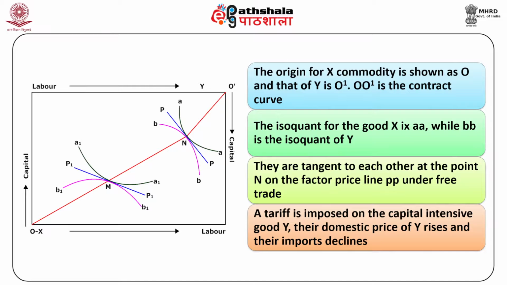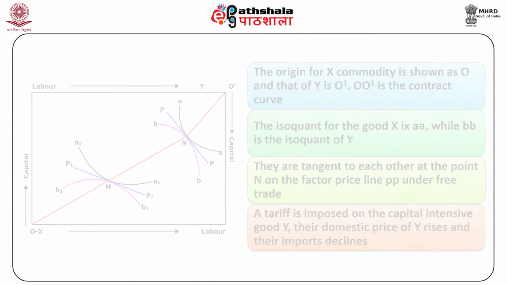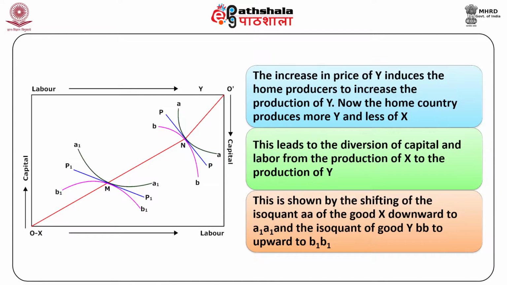When a tariff is imposed on the capital intensive good Y, the domestic price of Y rises and imports decline. The increasing price of Y induces the home producers to increase the production of Y. Now, the home country produces more Y and less of X. This leads to the diversion of capital and labor from the production of X to the production of Y.